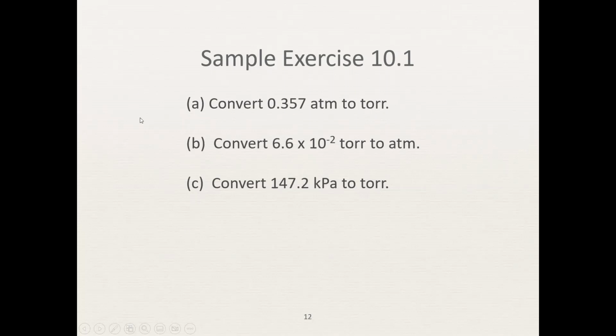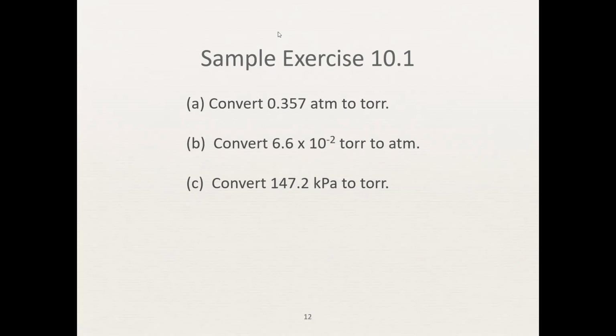So if you want to work on these on your own, just give yourself a second to jot them down. And then you probably want to go back to the previous slide just so you can see those unit conversions themselves. But if we've got 0.357 atmospheres, excuse me, 1 atmosphere is equal to 760 torr, which means we're going to have 271 torr. So we'll want three sig figs because we have 3 sig figs here. So it should be 271.